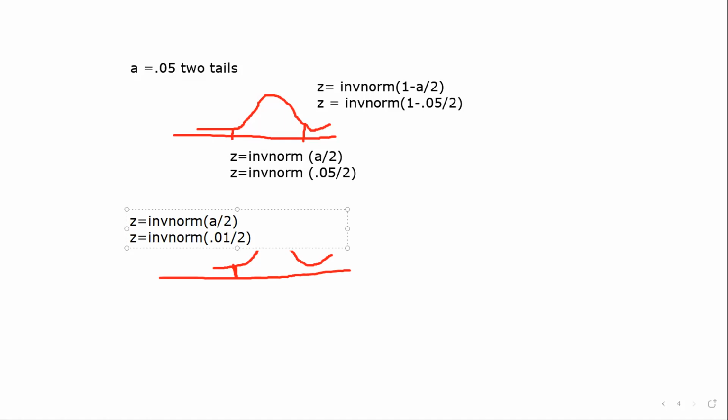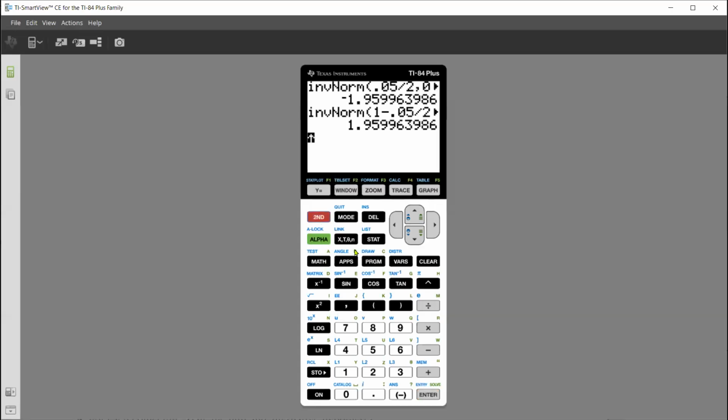We're going to get second distribution, inverse norm. We're going to say this is 0.01 divided by 2. Paste it. And we're going to report this as negative 2.58 because it's 575. I'm going to report that as Z equals negative 2.58. Okay. All right, next one.